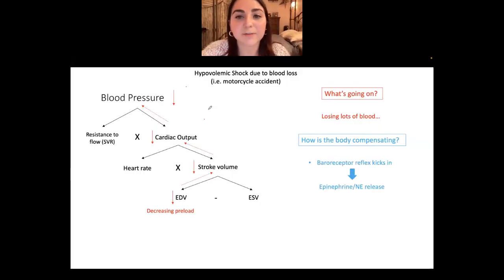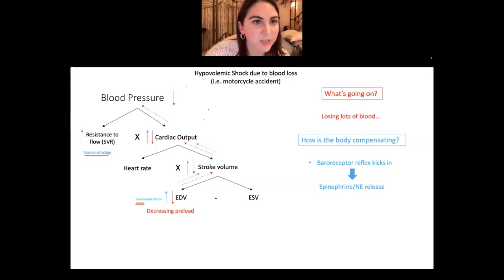The body compensates first with baroreceptors kicking in. This happens super, super quickly. They release epinephrine and norepinephrine, which cause venoconstriction. So I'm going to venoconstrict the veins to try and increase preload. Remember I said that helps increase preload. If I increase preload, that should increase stroke volume, which should increase cardiac output. It can also increase SVR, TPR, whatever, because epinephrine binds to alpha-1 receptors, which can cause vasoconstriction. And then ultimately, it can increase your blood pressure. Great. You're like, wow, I'm done.